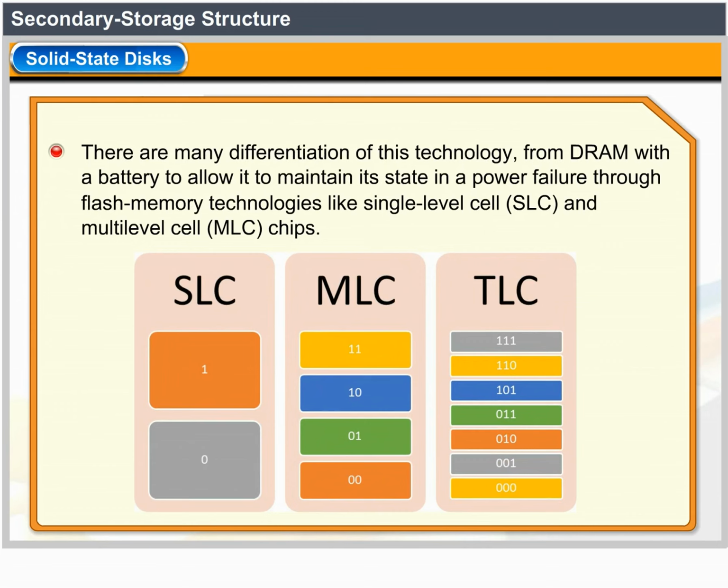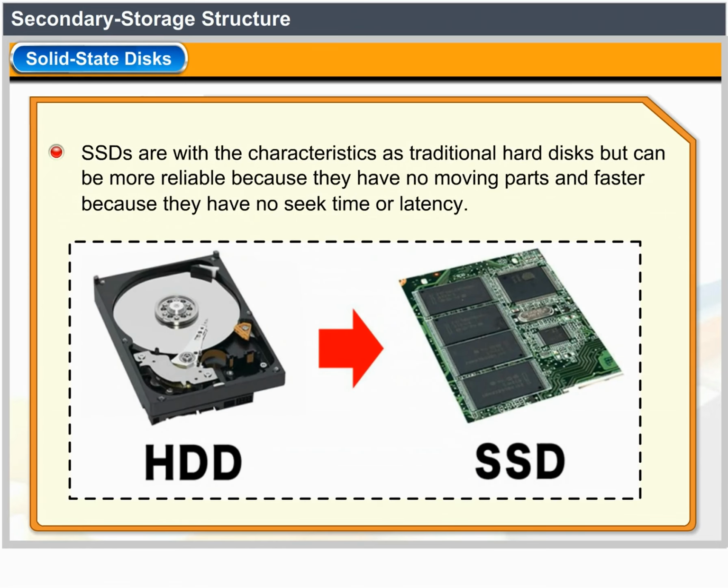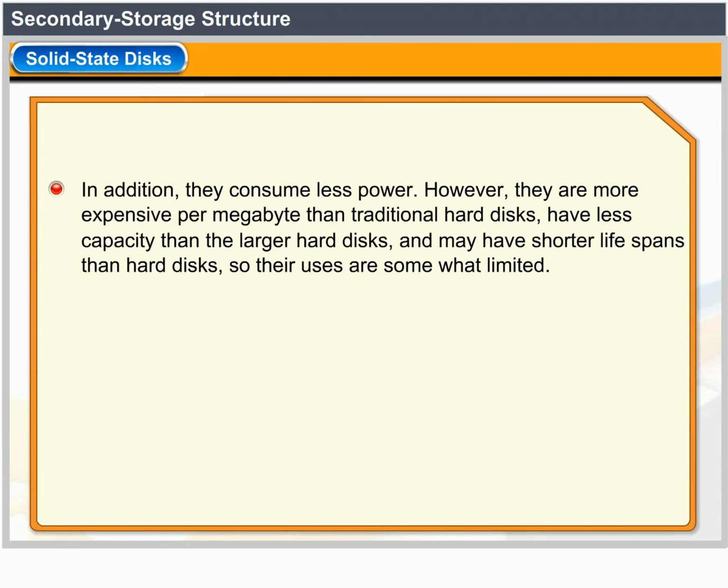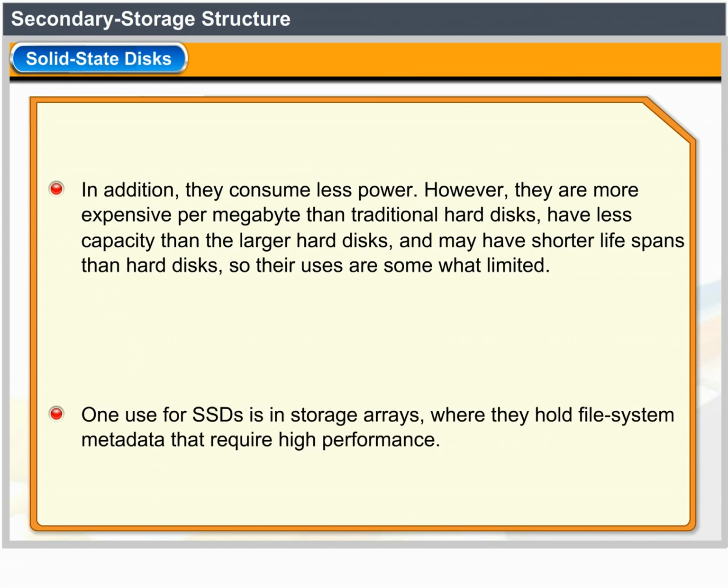SSDs have the same characteristics as traditional hard disks but can be more reliable because they have no moving parts and faster because they have no seek time or latency. In addition, they consume less power. However, they are more expensive per megabyte than traditional hard disks, have less capacity than the larger hard disks, and may have shorter lifespans than hard disks, so their uses are somewhat limited. One use for SSDs is in storage arrays, where they hold file system metadata that require high performance. SSDs are also used in some laptop computers to make them smaller, faster, and more energy efficient.